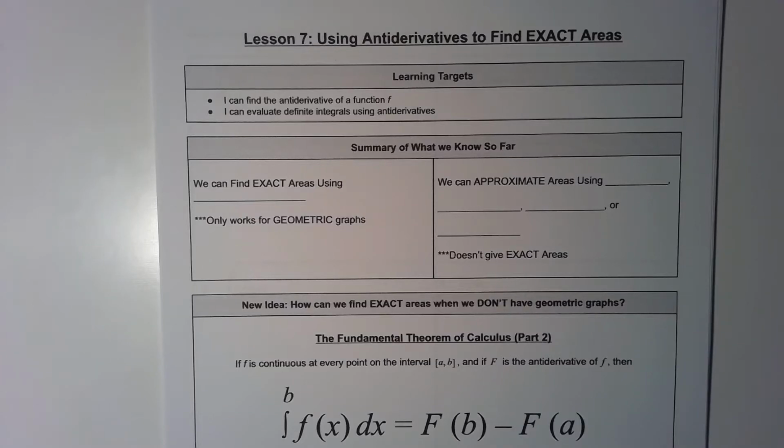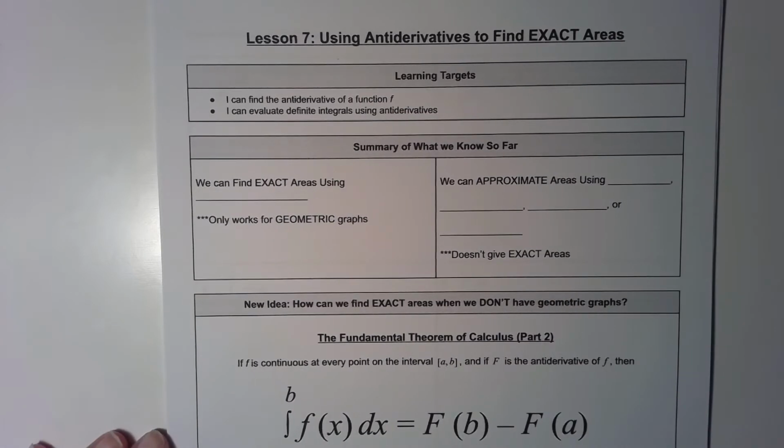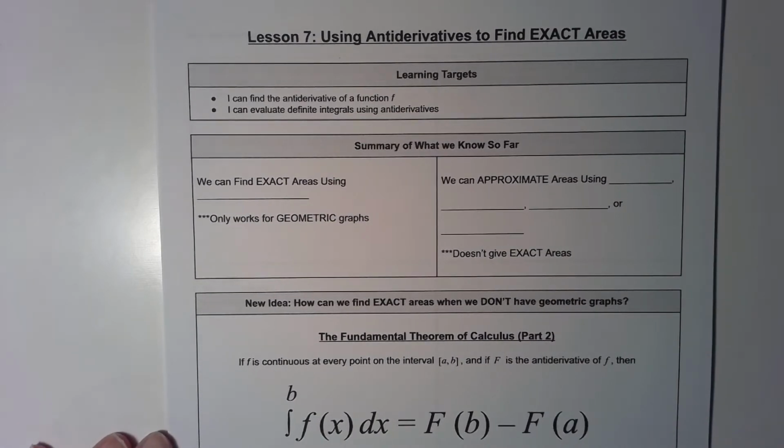Everybody, and welcome back to Unit 6, Lesson 7, which is using antiderivatives to find exact areas. So in our last video, we focused on how to find and evaluate indefinite integrals using an antiderivative. What we're going to do in this video is learn that we can use antiderivatives to find exact areas for graphs and functions that we couldn't find exact areas for in the past.